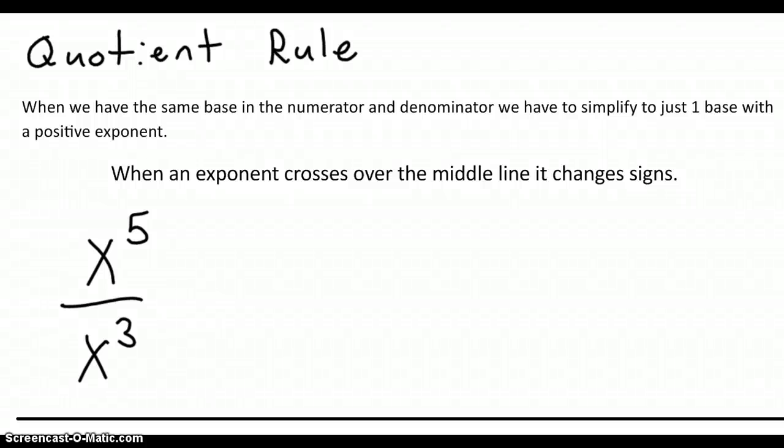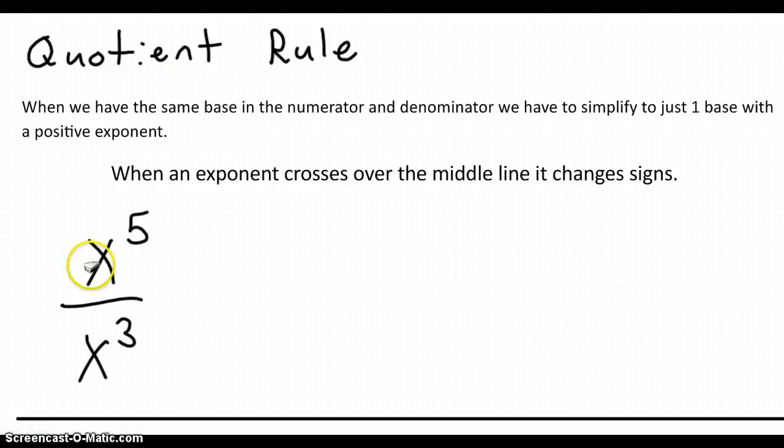All right, hello. Here we are going to look at the quotient rule in terms of our rules of exponents. So the quotient rule is all about when we have the same base in the numerator and denominator. So that means on the top of our fraction and the bottom. And what we need to do is simplify it to just one base, and that one base needs to have a positive exponent.